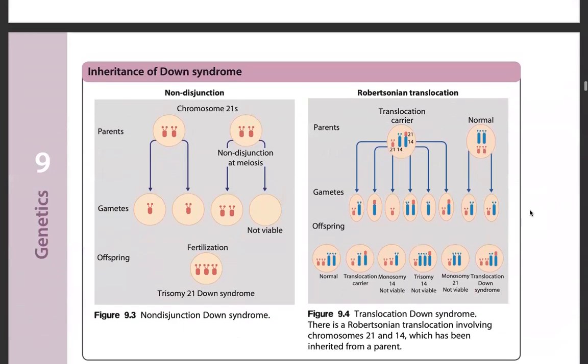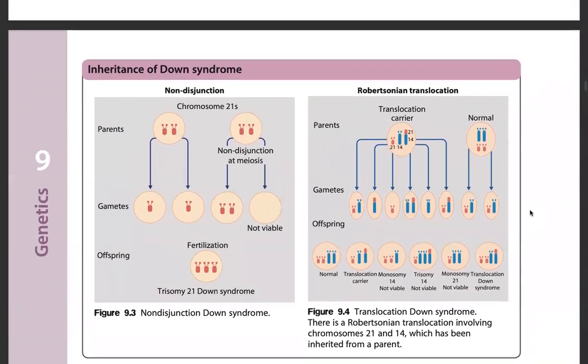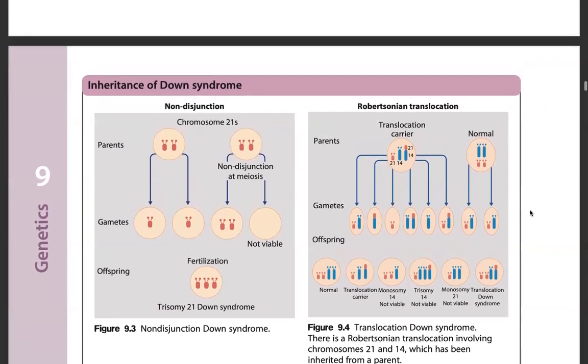Now the inheritance of Down syndrome is shown, showing non-disjunction and Robertsonian translocation. In non-disjunction, one of the parents has non-disjunction at meiosis, producing gametes with 2 copies of chromosome 21. After fertilization, the offspring has trisomy 21. This one is a Robertsonian translocation carrier. One of the parents is a translocation carrier, the other one is normal.